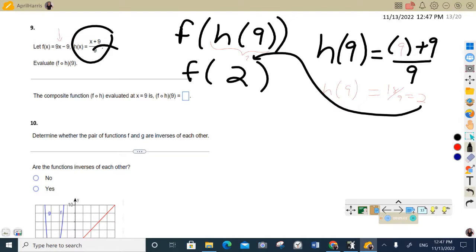So f of x is 9 times x, 9 times whatever x is, minus 9. And we're plugging in x equals 2. So that's going to be 18. 18 minus 9 is going to give us a 9.